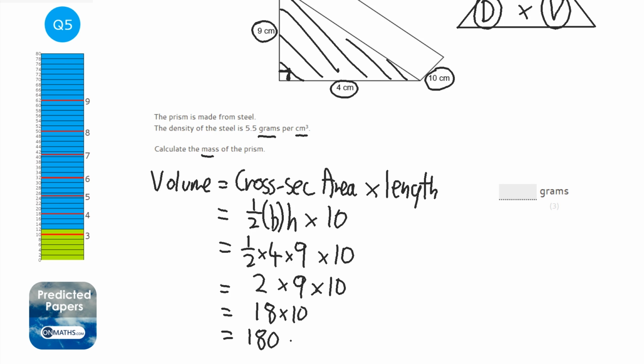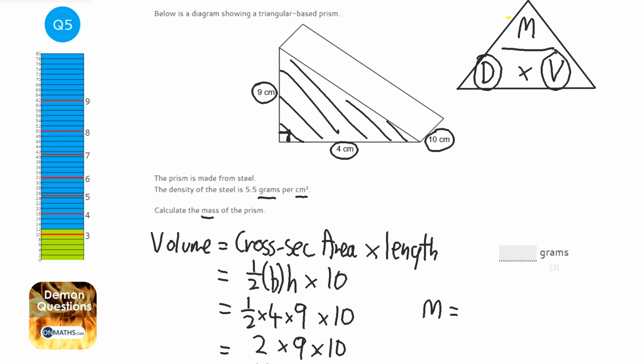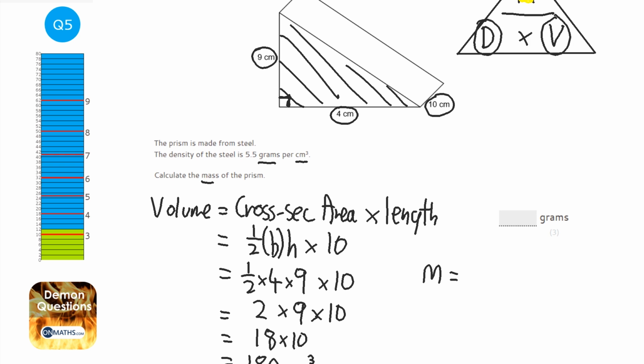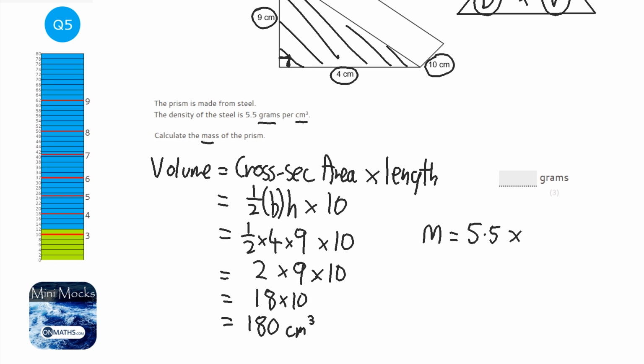Okay, so that is in centimetres cubed, because every unit is in centimetres, and make sure you check that. So the volume is 180, so to work out the mass, if I cover up the mass in the diagram, it says to work out the mass I do density times volume. So it gives me the density in the question, which is 5.5, and I'm going to times that by 180.